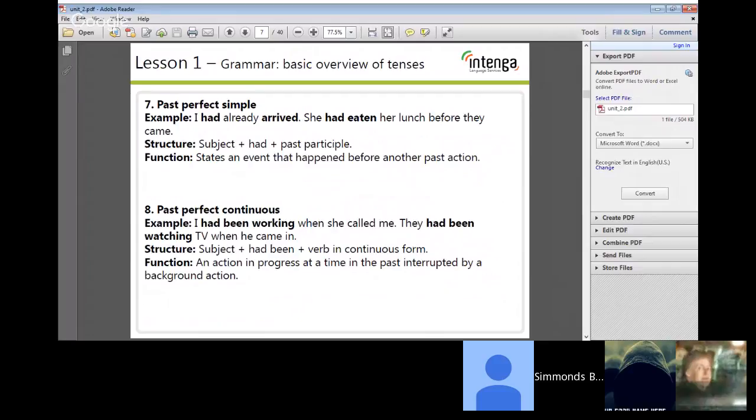Hakan, would you like to read again? Yeah. Perfect. Past perfect, simple. Example, I have already arrived. She had eaten a meal before they came. Past perfect continuous. Example, I had been working when she called me. They had been watching TV when he came in.